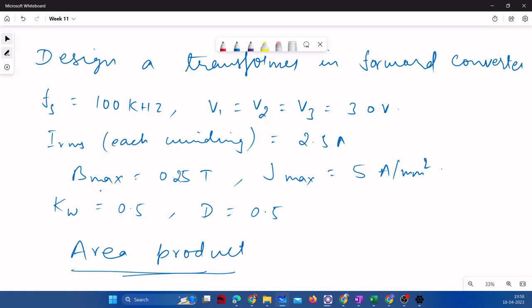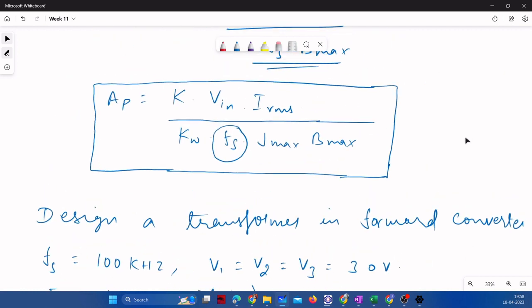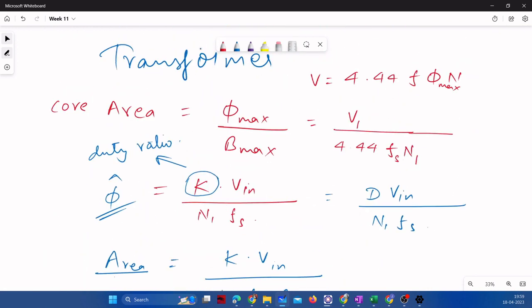Sir, in the above expression of area product that we have derived, there is a term called K on the numerator. What I have written, could you please repeat that? On the numerator, there is a factor K. Sir, how did this come? K came from that 1 by 4.44 we eliminated with K factor, right? Okay, this 4.44 is K. 1 by 4.44 is K, or might be some other constant that we have eliminated.